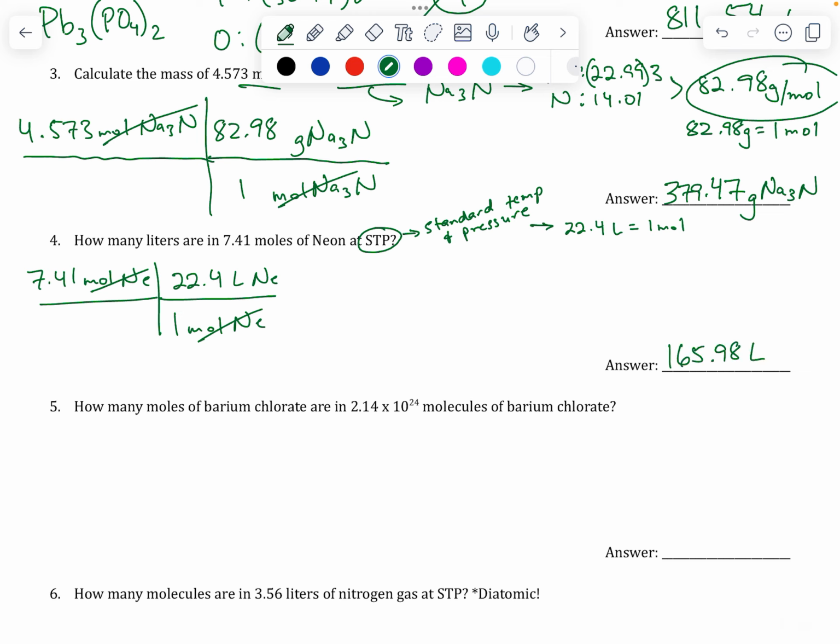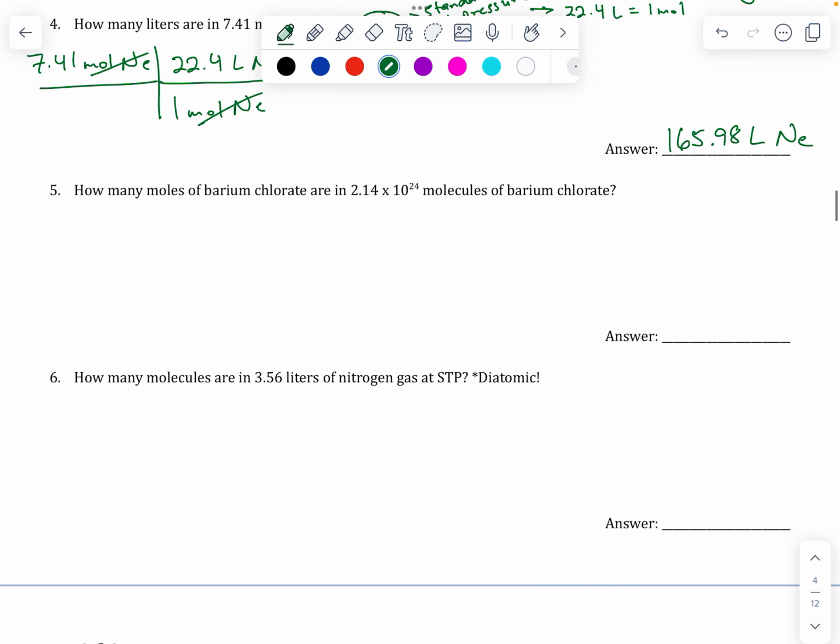165.98 liters of neon. How many moles of barium chlorate are in 2.14 times 10 to the 24th molecules, right? Molecules is a particle number amount, right?